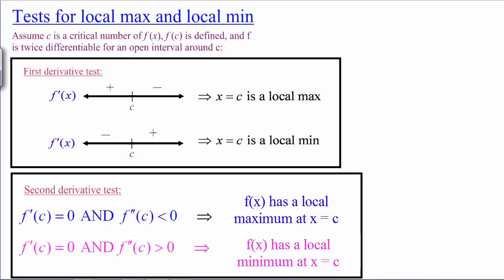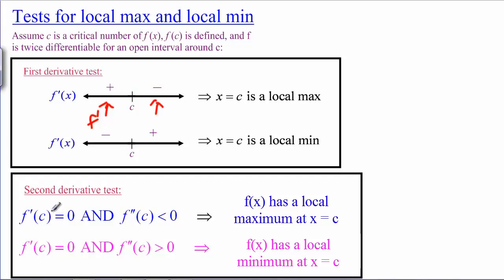And then lastly, our two tests for local maxes and mins. First is the first derivative test, where we make a first derivative number line, we put all the critical points on the number line, and we plug points into f prime in these intervals. Then if it goes from plus to minus, you have a local max, and if it goes from minus to plus, you have a local min. If it doesn't change signs, then you have neither a max nor a min.